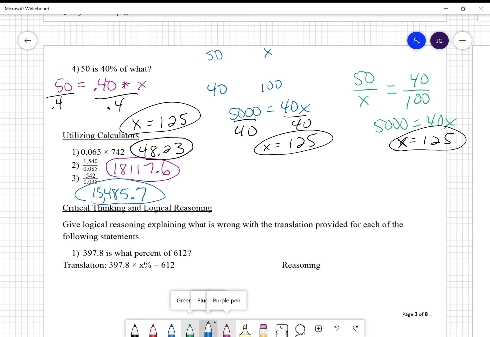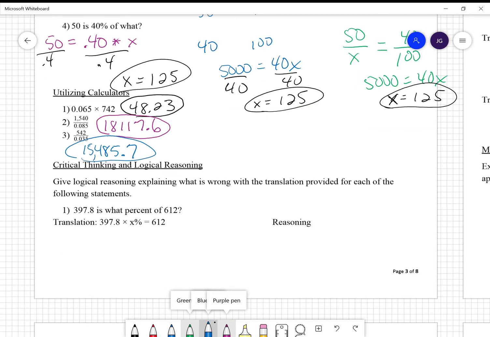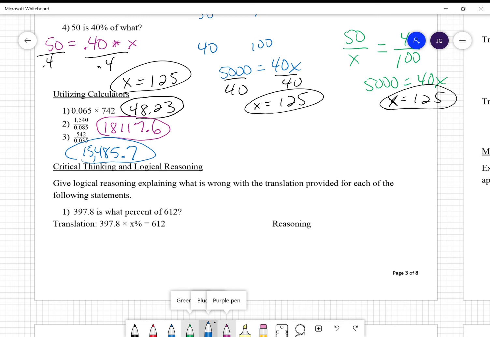All right, critical thinking and logical reasoning. Okay, so you're given a problem and a translation, and it's wrong. You're supposed to explain what is wrong. So in this problem, they are using the translation instead of the box method or the is over of method, the proportion method. So the problem says 397.8 is what percent of 612? And they translated it as 397.8 times X percent equals 612.